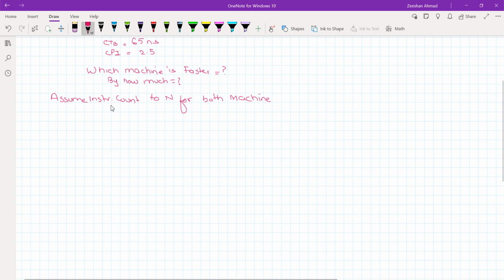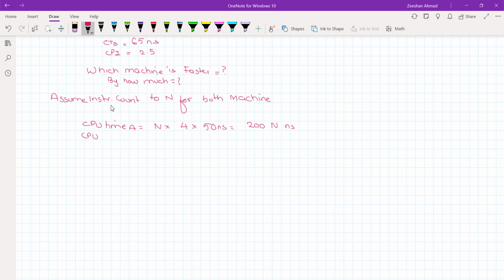Then the CPU time, or the execution time, of machine A will be equal to n, the instruction count, multiplied by the CPI, which is 4, multiplied by the cycle time, which is 50 nanoseconds. Or you can multiply by 10 to the power of minus 9 if you wish, no problem. So this will basically be equal to 200 n nanoseconds.